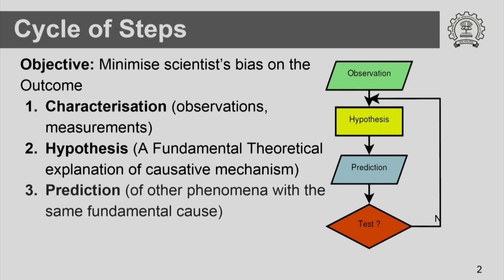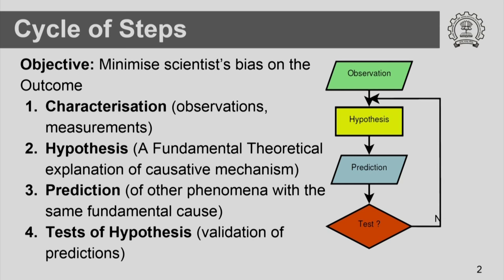Now, once you have a hypothesis, it can be used to predict other phenomena which are associated with the same fundamental cause. And then, once you have predictions, you want to check whether these predictions can be verified through experiments. So this step is validation of the predictions. Now, if the test of hypothesis or validation of prediction fails, then we go back and revise our hypothesis.